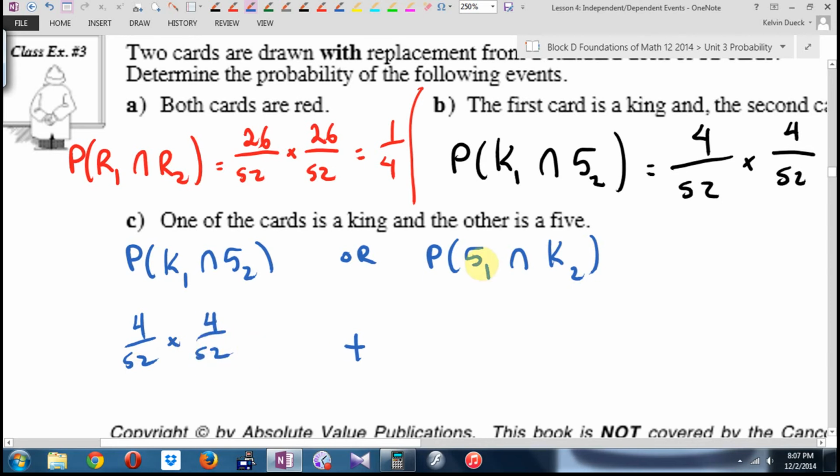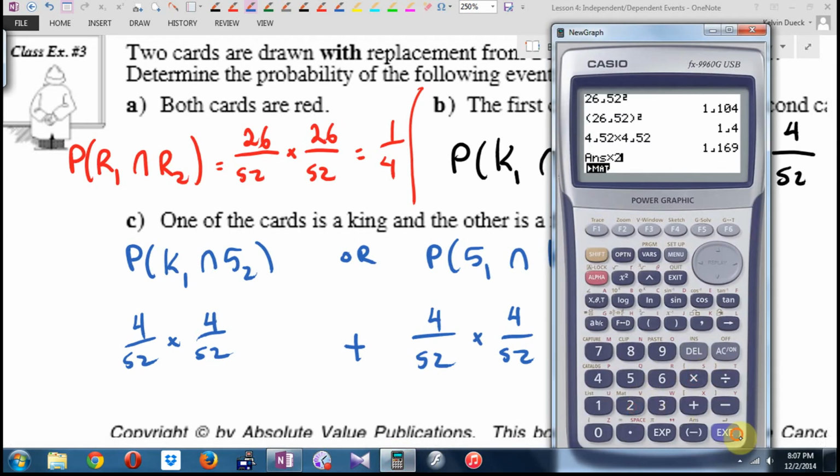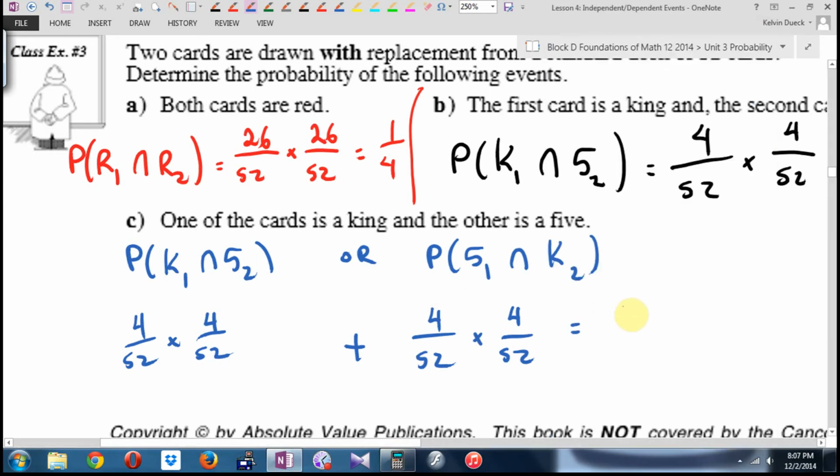Let's do the second one. How many 5s are there in the deck? 4 out of 52. Put it back in, reshuffle. How many kings are there? 4 out of 52. Hey, Mr. Dueck, isn't 4 out of 52 times 4 out of 52 plus itself, isn't that just the same as taking this number and going times by 2? Why, yes it is. 2 out of 169.